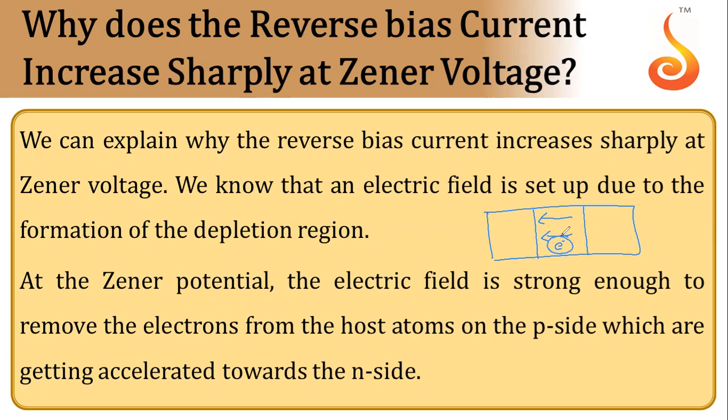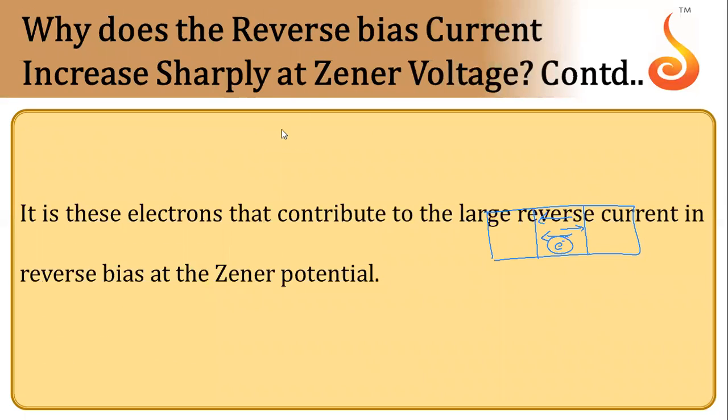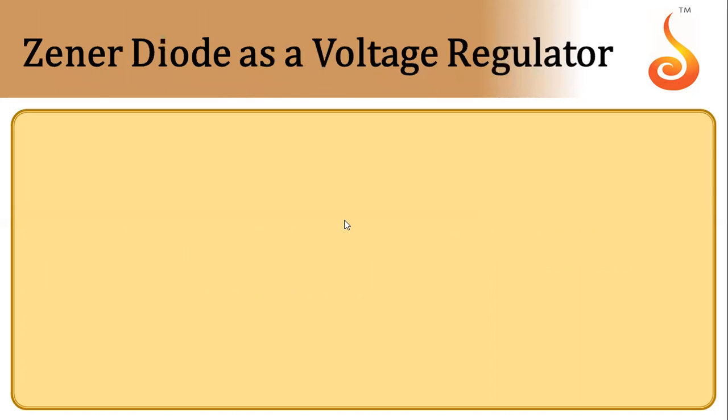due to this electric field, one electron has been removed, then due to this electric field, this electron will start moving along this direction. So when this happens, there will be current which will start flowing. So this is how a Zener diode works. At the Zener potential, the electric field is strong enough to remove the electrons from the host atoms on the p side, which are getting accelerated towards the n side. These are the electrons that contribute to the large reverse current in reverse bias at the Zener potential.